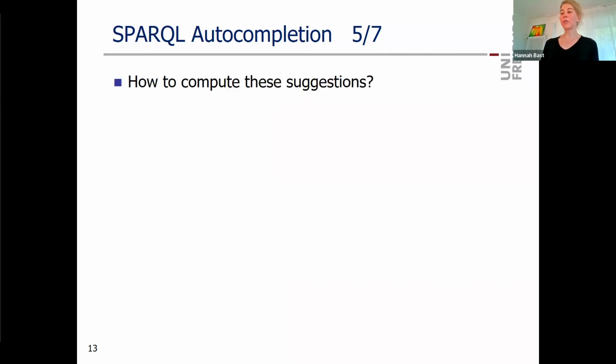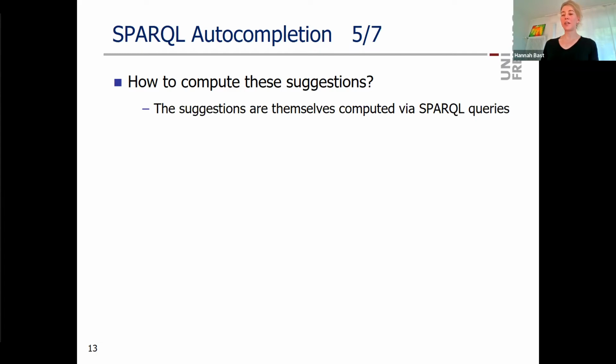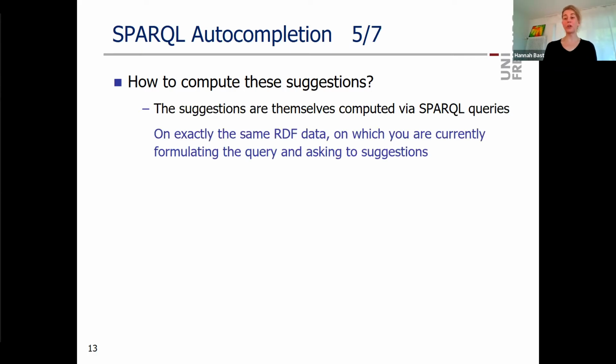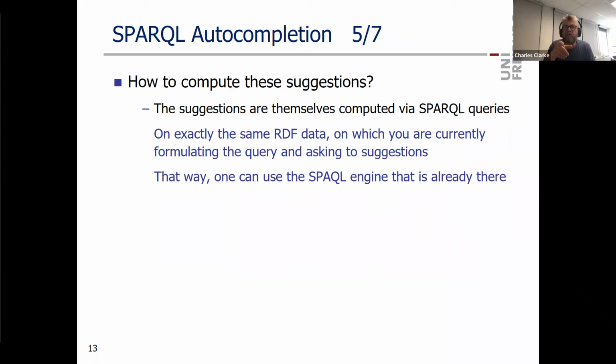How do you compute these suggestions? I won't go into much depth, but a little bit. Funny thing is, these suggestions are computed themselves via SPARQL query. And let me show you on exactly the same data set on which you're formulating your query, asking the same engine. I'll note there's somebody with their hand up, right?